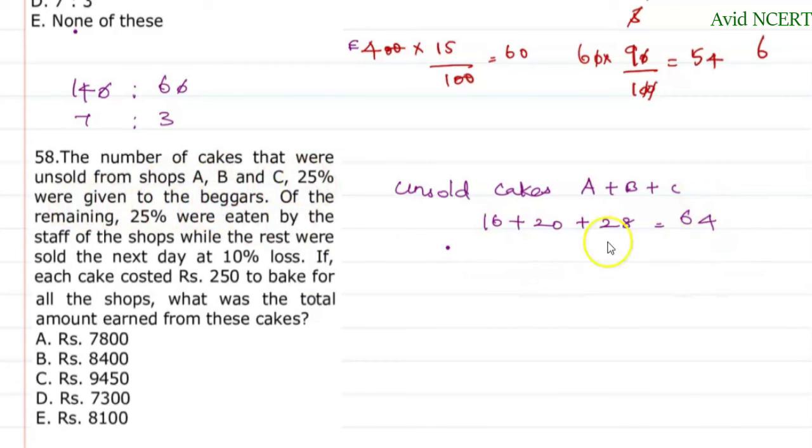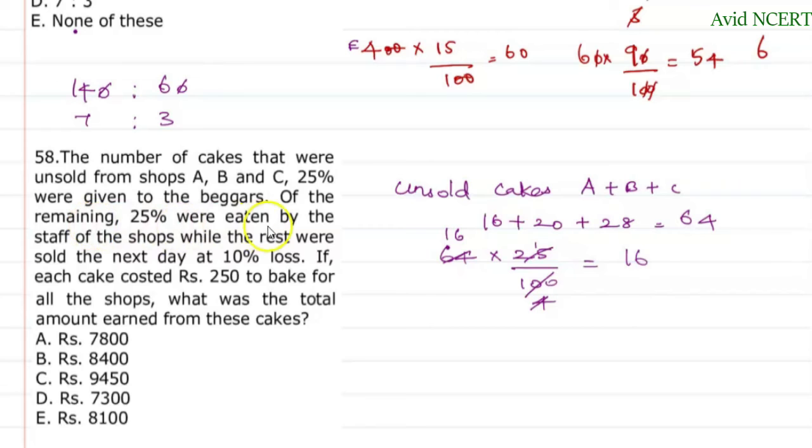Now from the next line, 25% were given to the beggars. So out of the 64 cakes, 25% is given to beggars, which is 25 by 100. So simplifying this, you can simplify by any method: 25 1 times is 25, 25 4 times is 100 and 4 16 times is 64. 16 times 1 is 16. So 16 cakes were given to beggars.